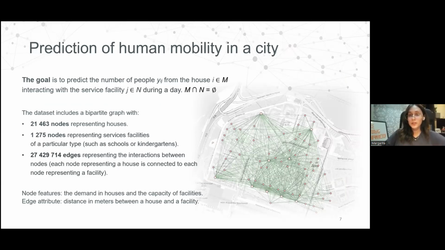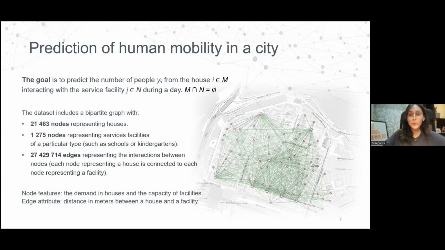And now I'm going to share with you how exactly we use a graph attention network to predict human mobility in a city. Very relevant question nowadays. The task formulation is the following. We want to predict how many people living in each residential building interact with service facilities in a city, such as kindergartens, schools, polyclinics, and so on.